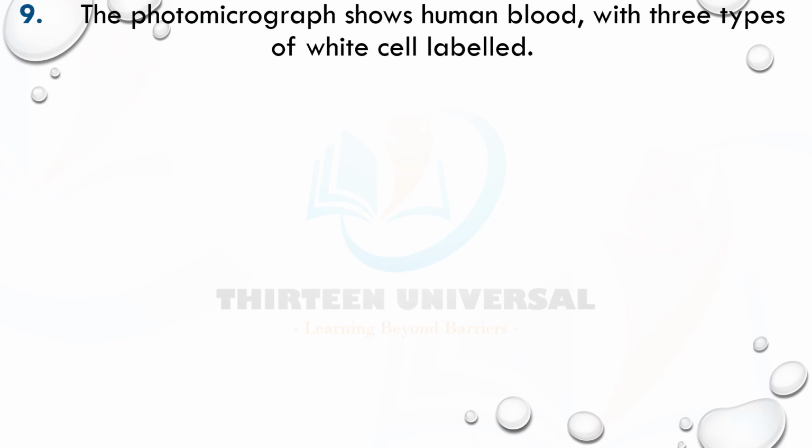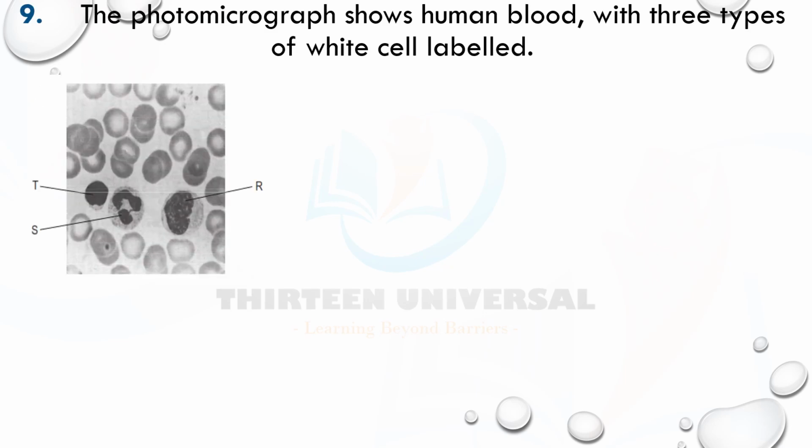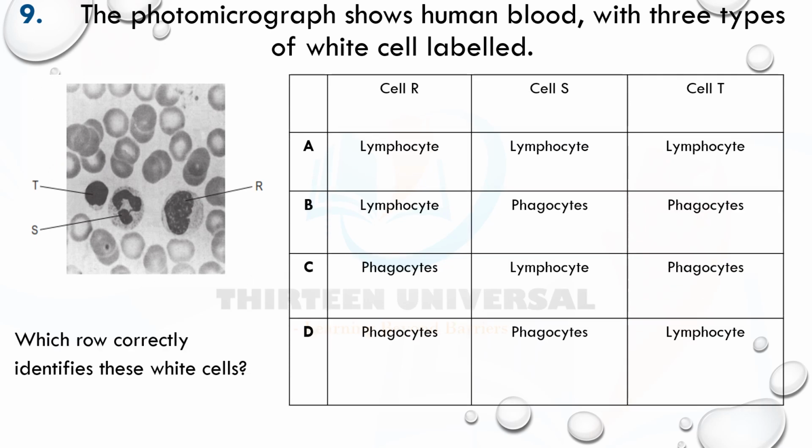The photomicrograph shows human blood with 3 types of white blood cells, labeled. All right, I want you to pause the video and then say which row correctly identifies these white cells. These are white cells. Now, guys, watch. You see, this T has a compact nucleus. These parts, they are all nuclei. So how do you differentiate them? You look at the shape of the nucleus first. The one that has a compact nucleus is usually a lymphocyte. So T is a lymphocyte. Check where there's T lymphocyte. Okay, A has lymphocyte as T and D has lymphocyte as T. So we eliminate B and C instantly.